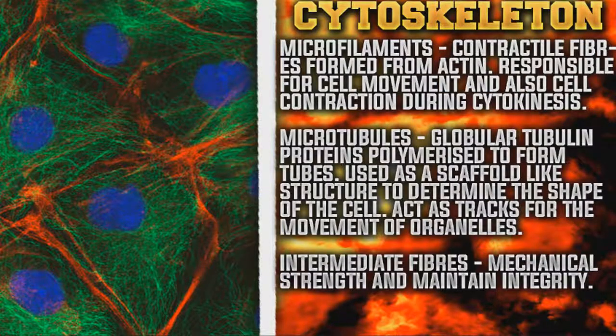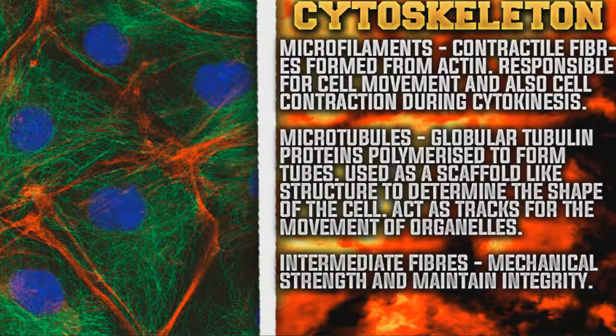Right, the next part of the cell structure is the cytoskeleton. Now, the cytoskeleton is present throughout the cytoplasm of all eukaryotic cells. It's a network of fibers necessary for the shape and stability of the cell. Organelles are held in place by the cytoskeleton, and it controls cell movement and the movement of organelles within the cells. So the cytoskeleton is composed of three different components.